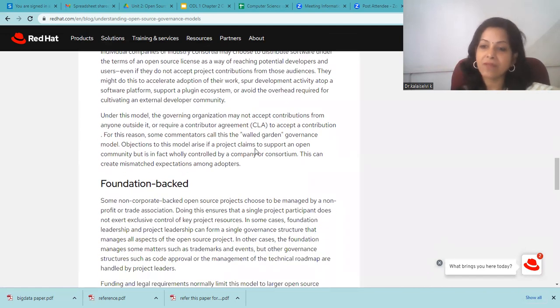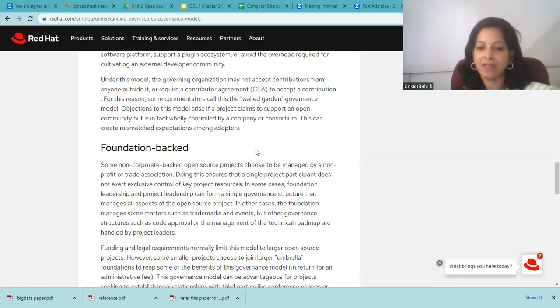And the last one is the foundation backed project, wherein the project is backed by a non-corporate backer, maybe some financial institutions, some non-profit trade associations, or some research agency, which is not in the rat race of the corporate field or its politics. The funding is given maybe for a common cause, for human development, or for society development. So actually speaking, SODA is foundation backed.